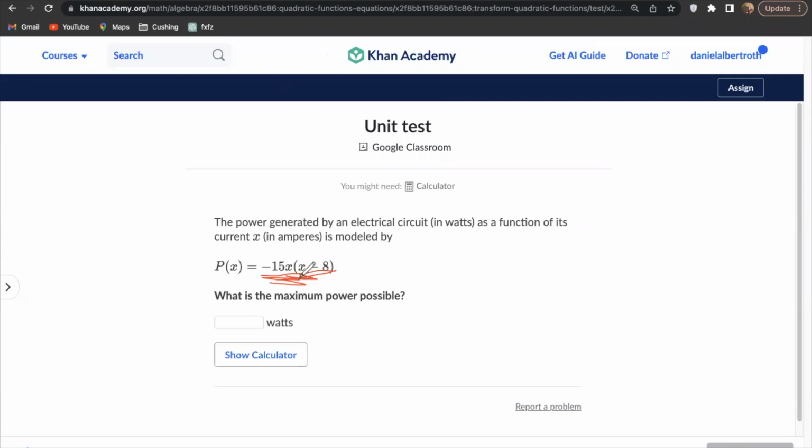How strong is the current? And what it's going to give us when we do this math is how powerful the circuit is. So what is the total power of the circuit? This function is quadratic, and I see a negative in front of the x here, negative 15.